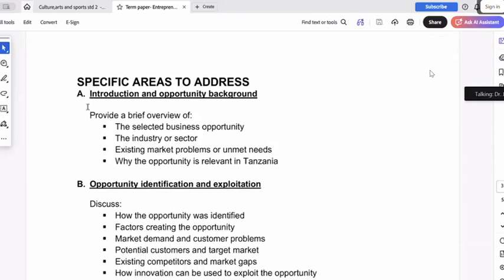The first part is going to be an introduction. In the introduction, you need to give a brief overview of the selected business opportunity, the industry or sector that you have selected, the existing market opportunity or unmet needs that are available, and why the opportunity is relevant in the Tanzanian context.